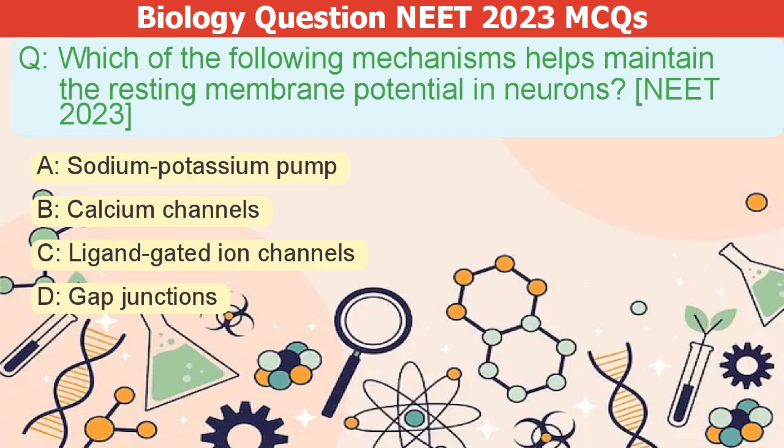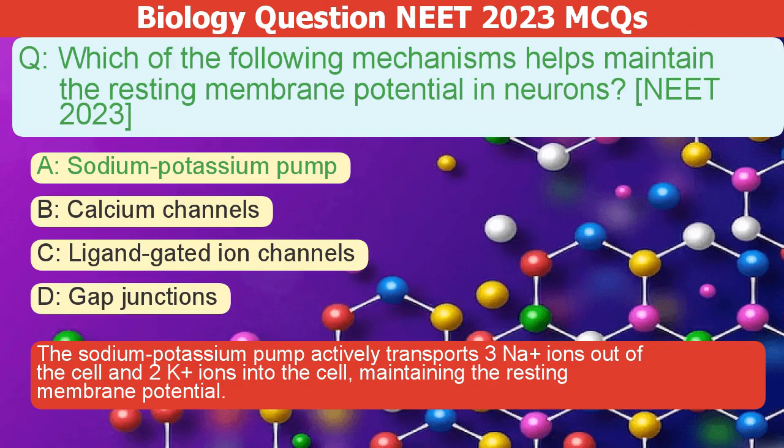Which of the following mechanisms helps maintain the resting membrane potential in neurons? NEET 2023. A. Sodium-potassium pump. B. Calcium channels. C. Ligand-gated ion channels. D. Gap junctions. The correct answer is A. The sodium-potassium pump actively transports 3 Na+ ions out of the cell and 2 K+ ions into the cell, maintaining the resting membrane potential.